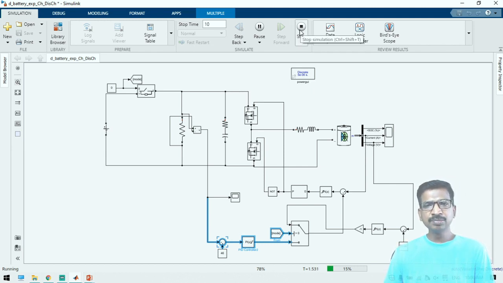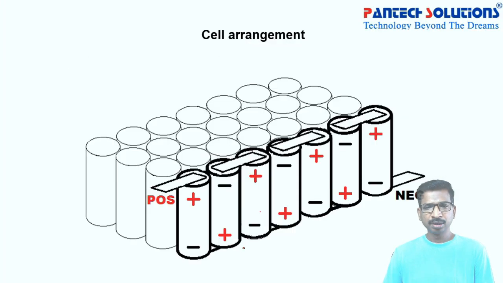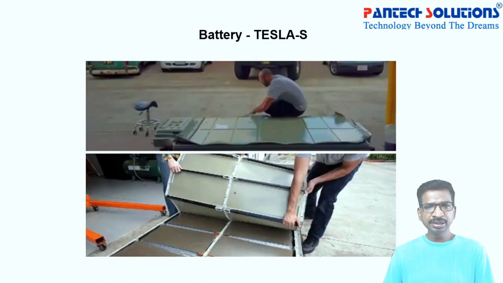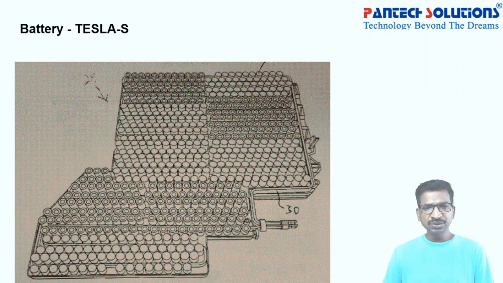Just download the simulation and practice it yourself, and paste the output in the video comment box. And this is the cell arrangement which happens in any electric vehicle systems. So like this, in the electric vehicle, the battery has been modeled.